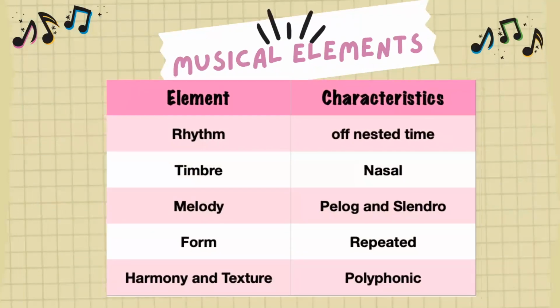Musical elements used mostly in Indonesian music. Rhythm, the characteristic of which is off-beat timing, most likely in 2/4 or 4/4 time signature. The timbre is nasal. When you say nasal, the sound is mostly produced in the nose. Melody uses the pelog and slendro. Form is mostly repeated, and when it comes to harmony and texture, it's polyphonic. When we say poly, that means many. When we say phonic, that means sound.